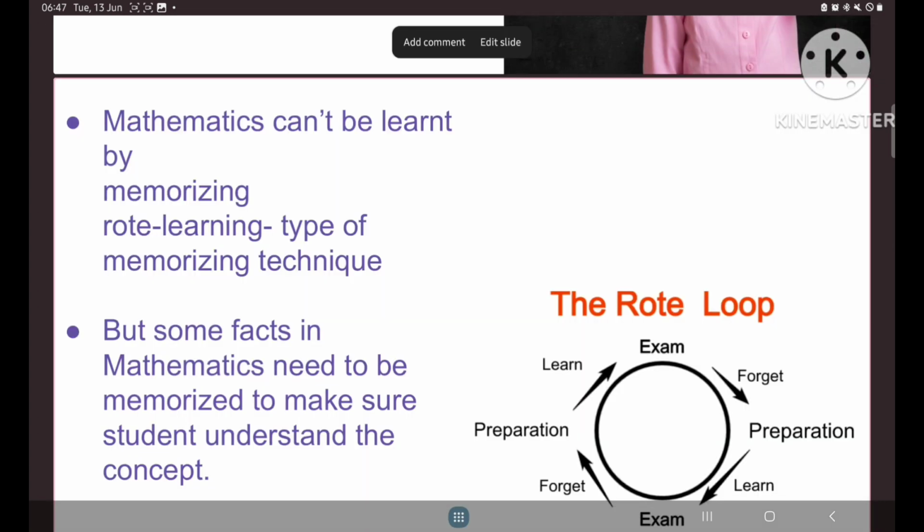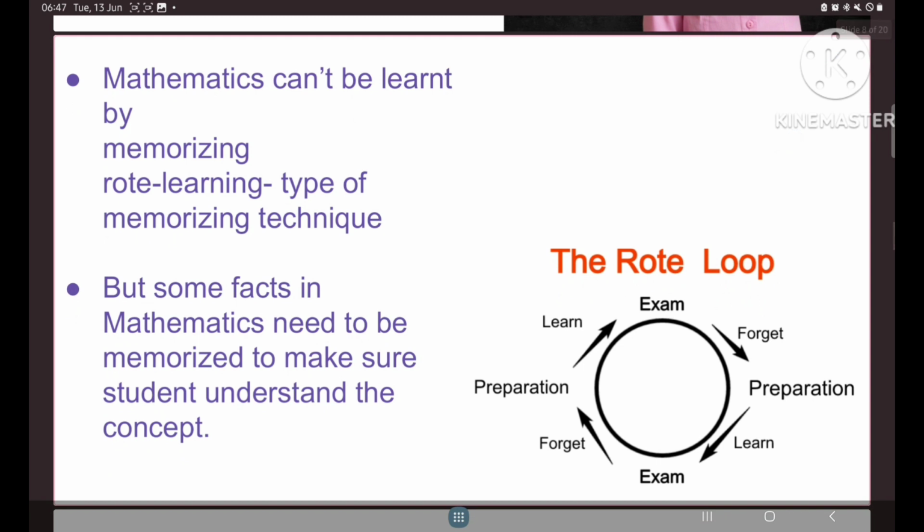Mathematics can't be learned by memorizing or by the rote learning type of memorizing technique. But some facts in mathematics need to be memorized to make sure students understand the concept. This diagram shows what rote learning is.